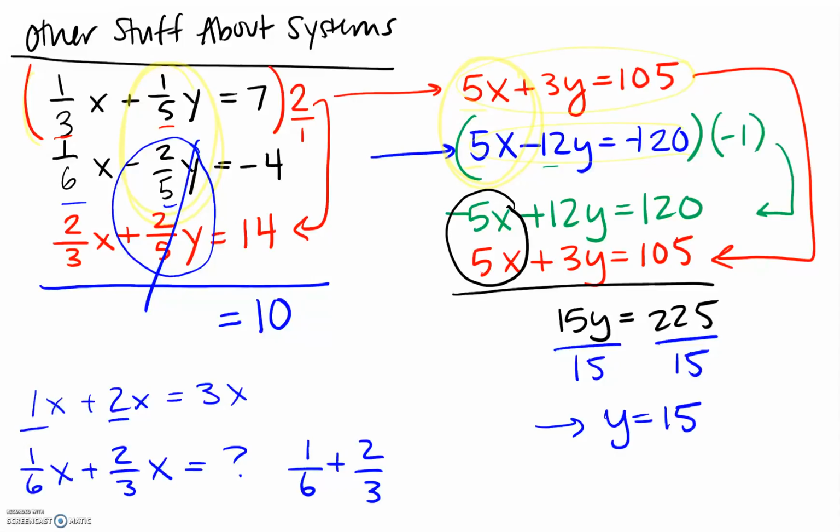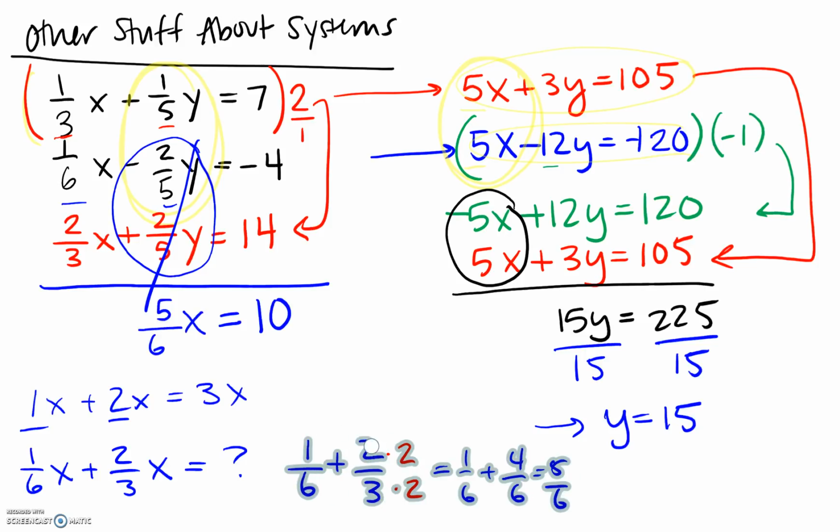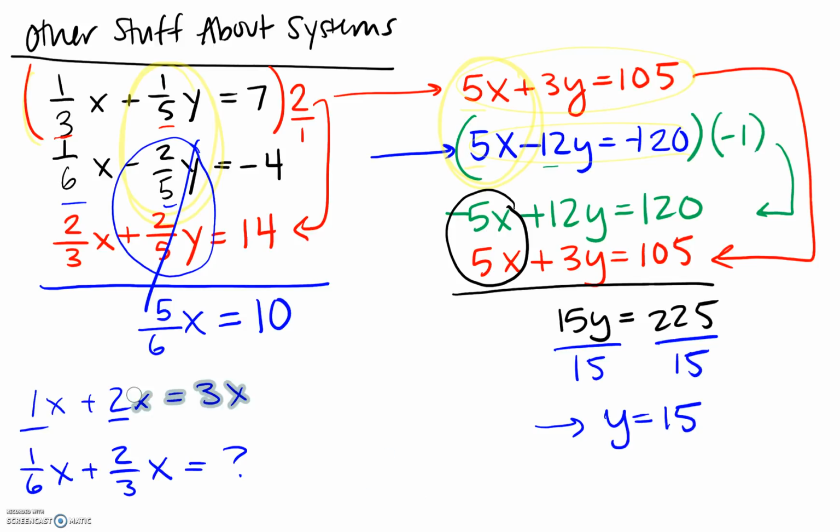And this is something you can do in your calculator. You could use your common denominators to do it, right? So we could rewrite this as 1/6 plus 4/6. This is all going to be 5/6. So we finish that up. We get 5/6 x.